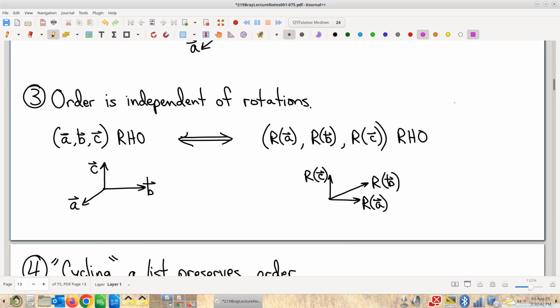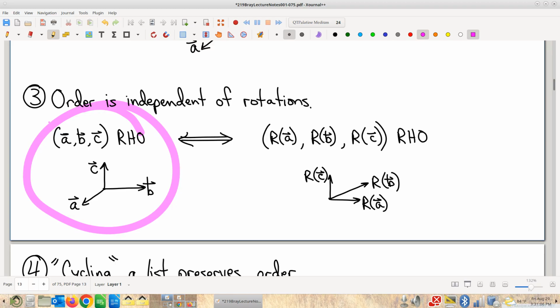And again, I think this is pretty believable. If I have a trio of vectors that's in right hand order, right? And if I rotate the entire picture, all of those vectors, according to the same rotation, that is still my right hand. So it's still a right-handed list. Everybody happy?